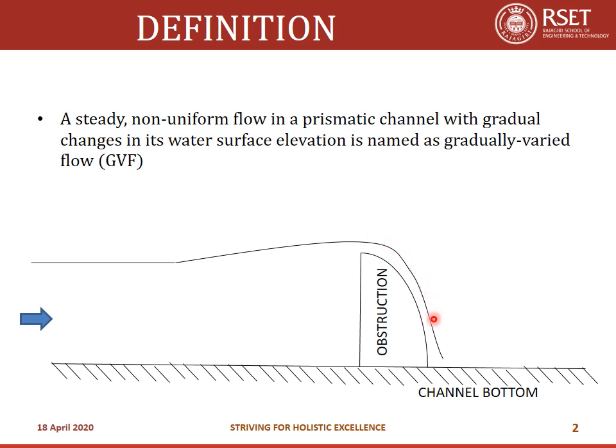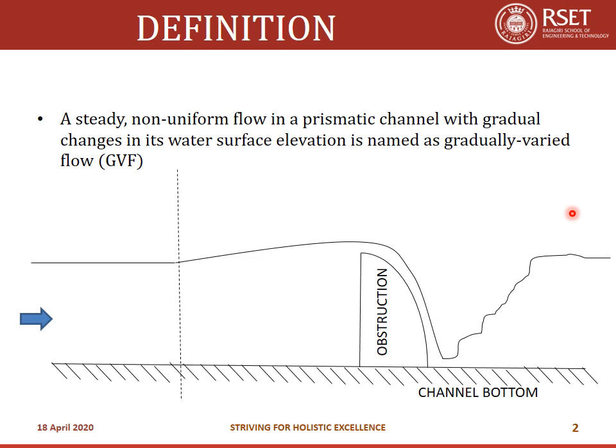It flows over the obstruction, and after it flows over the obstruction, a hydraulic jump is formed. Hydraulic jump has already been discussed as part of module 4, so I hope you all remember. So this is a flow process where water is flowing, it reaches an obstruction, so it has to slightly increase its depth in order to overcome the obstruction. It flows over the obstruction and a hydraulic jump is formed. Now I'll explain gradually varied flow to you using this figure.